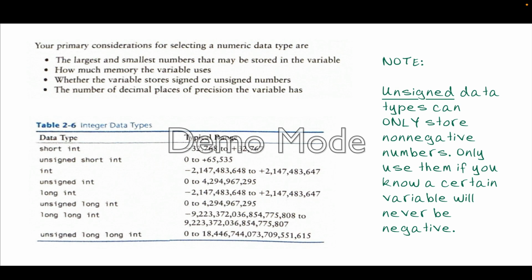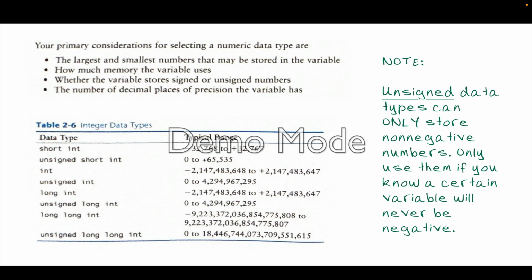When you're programming the variables for your programs, you have to think about a few different things. You have to consider the largest and smallest numbers that may be stored in the variable, and if it matches what you think the user might be entering for the values. You have to consider how much memory the variable uses. The more memory your variables use, the slower your program's going to run. You have to consider whether the variable stores signed or unsigned numbers, and think about the number of decimal places of precision the variable has.